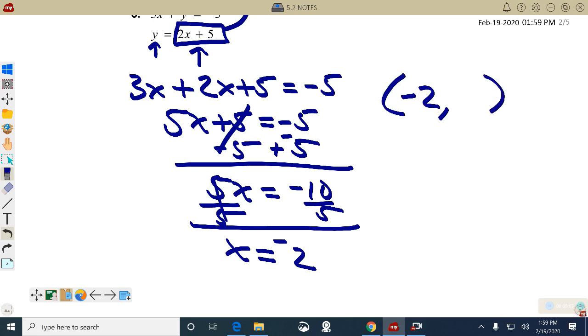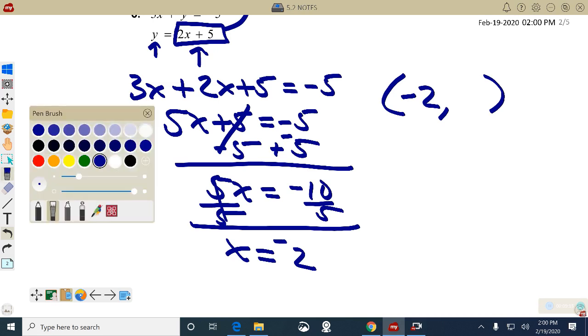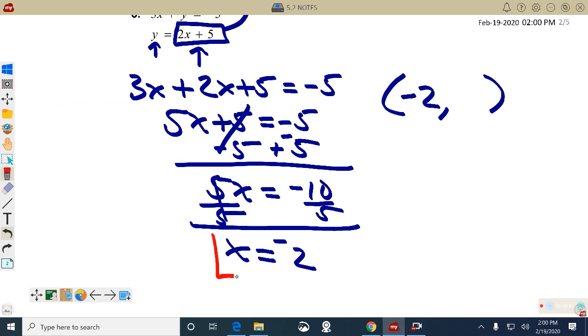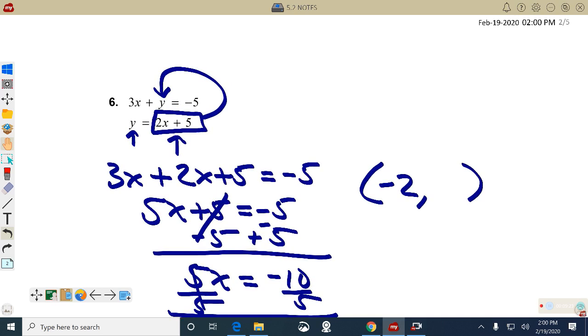Now I've got to find y, which is step 3. Chop, read step 3 for me. Substitute the value from step 2 into one of the original equations. Nice. Substitute this value, that's step 2, into one of the original equations up here. You pick. My suggestion is pick the one that's quicker, but it doesn't matter which one you pick.